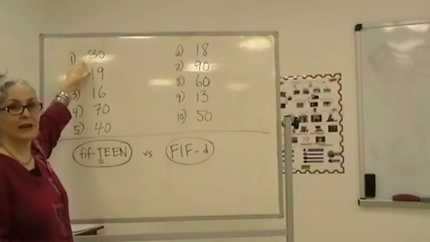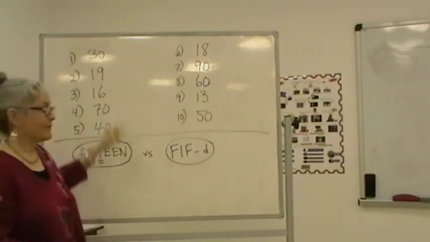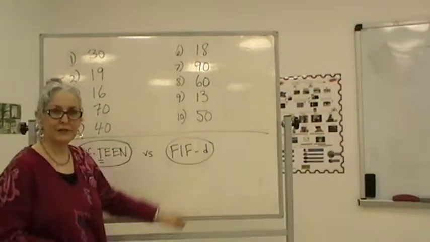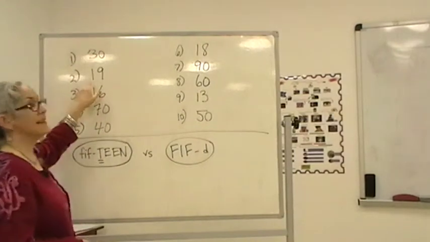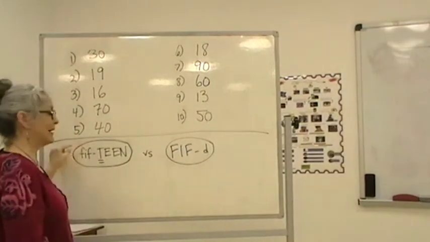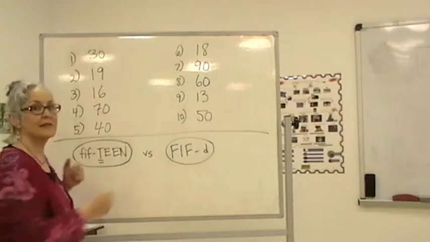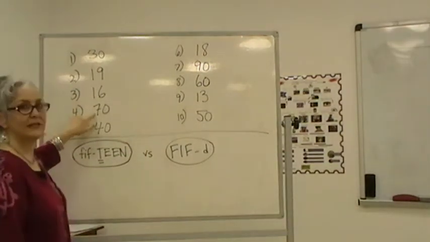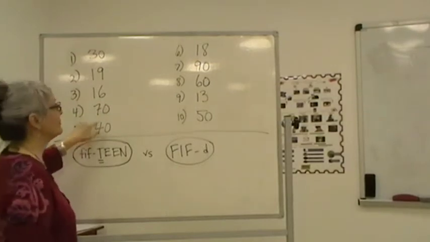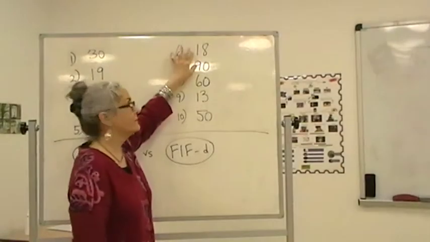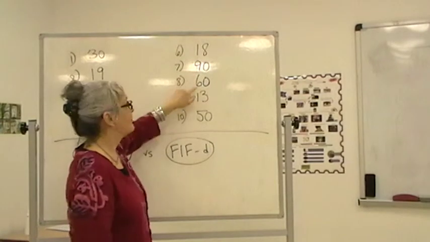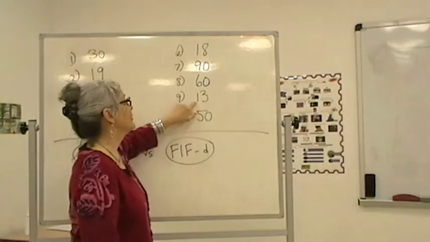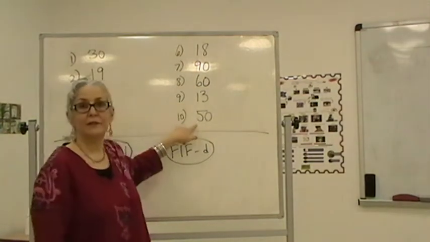Let's practice them together. We have 30. So, again, stressed and then small d. 30. 19. Again, unstressed and then teen is longer. 16. 70. 40. 18. 90. 60. 13. And 50.